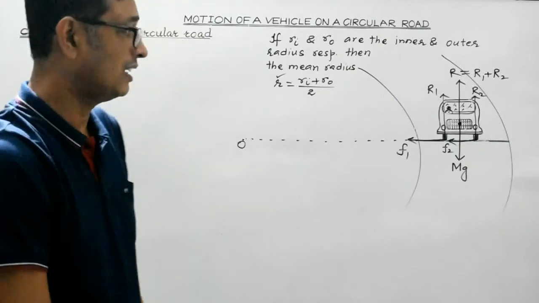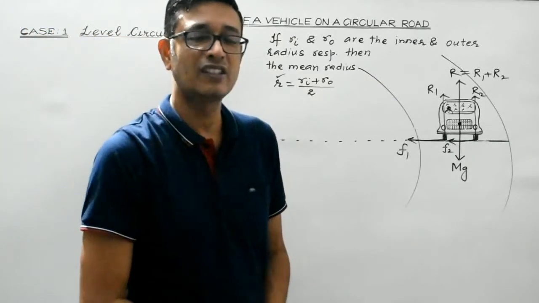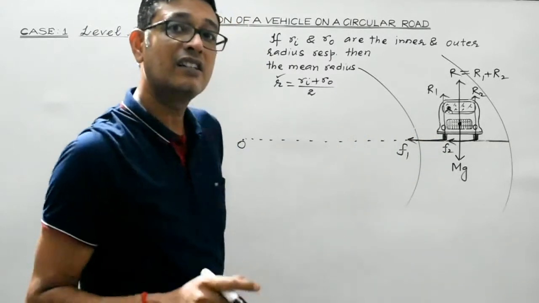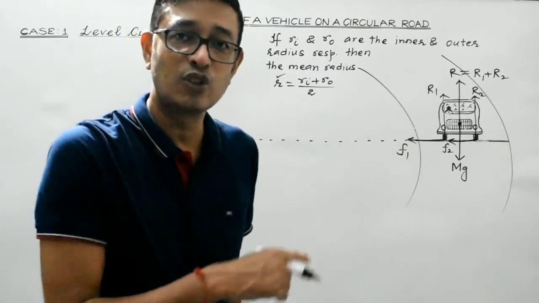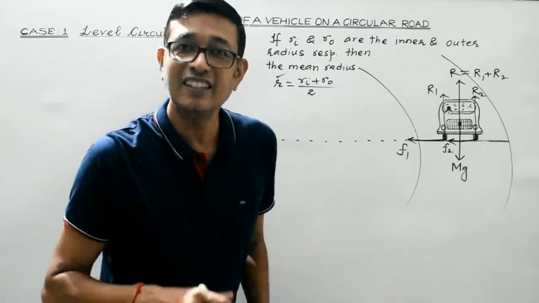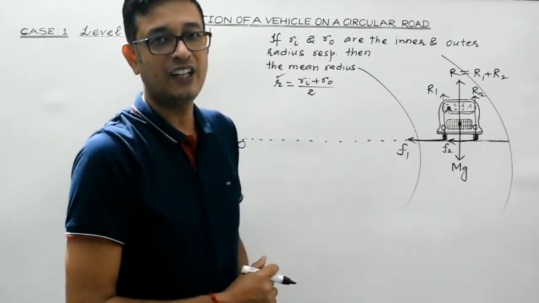Now students, as I've stated, again this is a very, very important statement. The force of friction that exists between the tires of the vehicle and the road surface will provide the vehicle the necessary centripetal force.